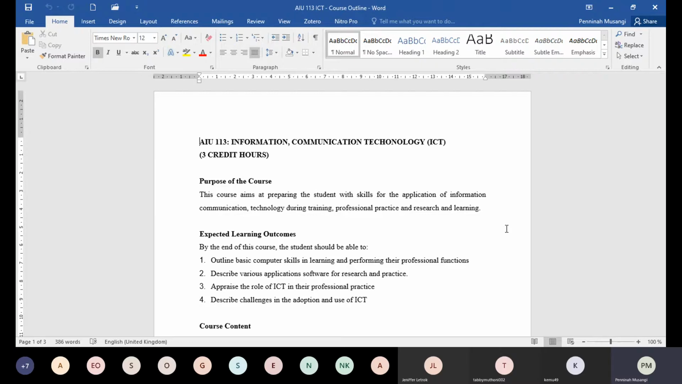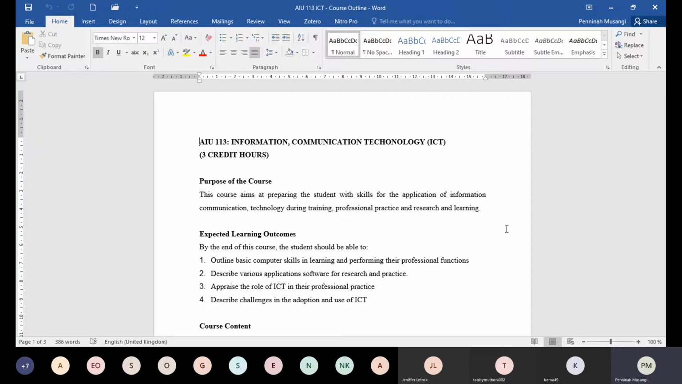You realize that we have various technologies, ICTs, and now we are going to learn how to apply those ICTs in our training. Like you'll be required to do assignments. Those assignments, you are supposed to use an ICT tool. How do you use it?